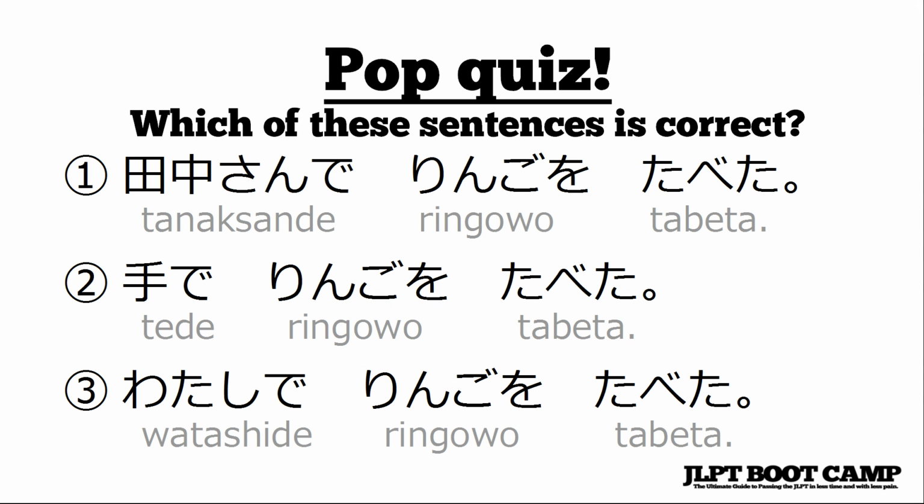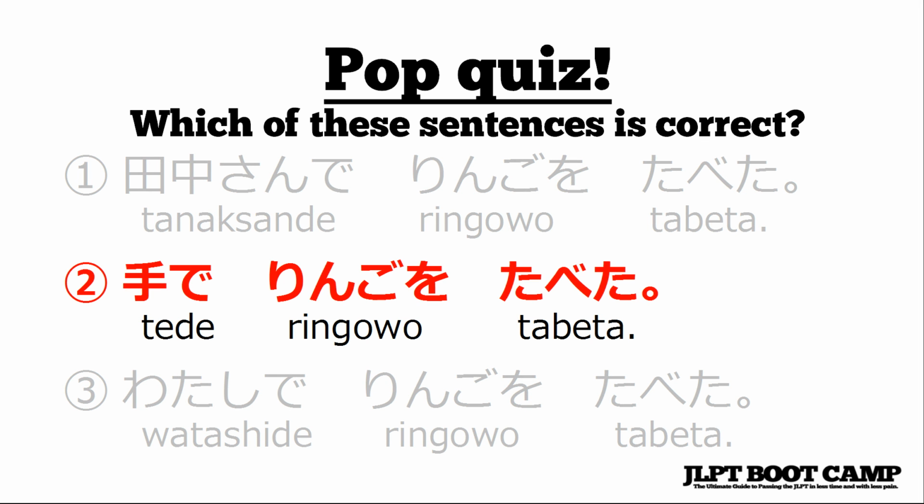All right, again, pop quiz. Which of the following sentences is correct? Number 1, Tanaka-san de ringo o tabeta. Number 2, te de ringo o tabeta. Or number 3, watashi de ringo o tabeta. So, obviously the correct answer is number 2, te de ringo o tabeta. So I use my hands, or with my hands, I ate the apple.